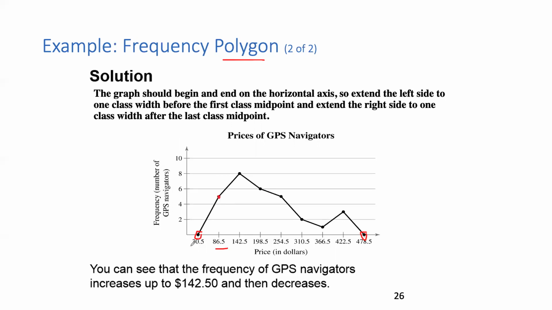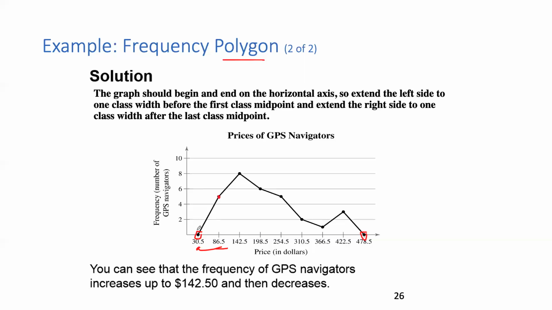It's not closed. Now, how do I turn this into a closed figure? I need to make sure that the endpoints of each side touch the axis. And the question is, where do I drop it down to? The standard way of taking care of this is to say, if the midpoint of the first class is 86.5, let's think of an imaginary class which has 0 frequency, which is to say there are no entries in this class, but it's at 30.5, and as the number suggests, it's 86.5 minus 56, which is the class width. And that's where I drop this down on the left-hand side.